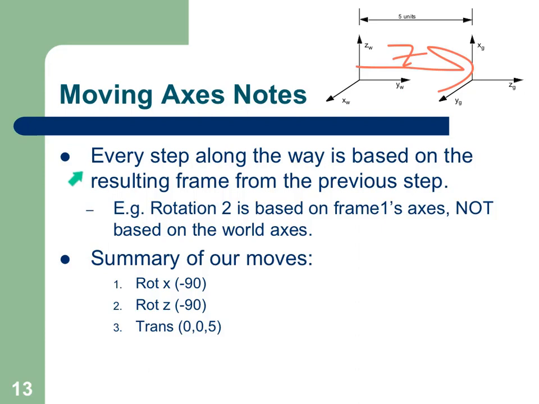But the most important thing here, every step along the way is based on the resulting frame from the previous step. So if you go back and see what we did, we first did a rotation about x of negative 90 degrees. Then we did a rotation about the z-axis of negative 90 degrees, and that was the new z-axis after we'd done this rotation. And finally, we took our intermediate frame 2, and using that as our reference frame, we translated by 0 in the x direction, 0 in the y direction, and 5 in the z direction. And again, that was in the intermediate frame 2's z direction.